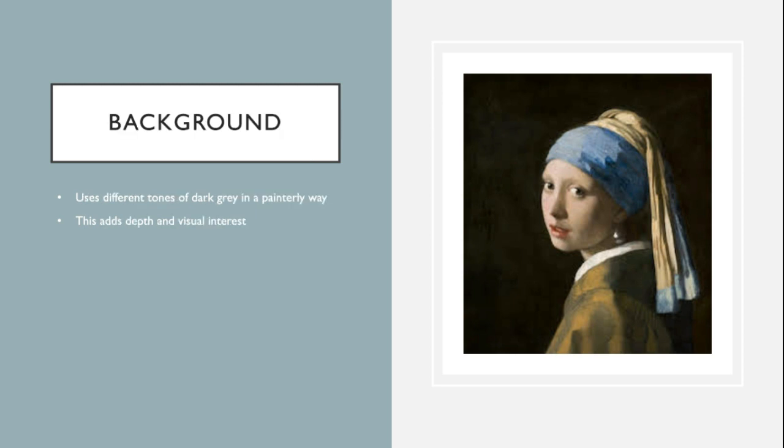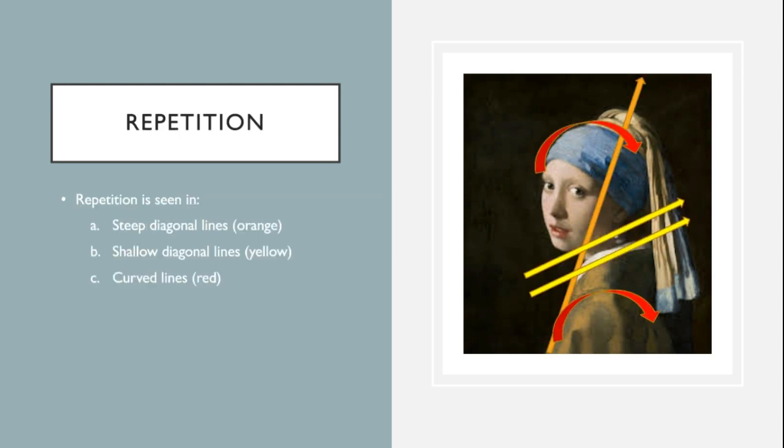Behind this track of movement is the background. This is made visually interesting with a painterly application of lighter and darker hues that add depth. The shapes and lines between the girl's clothing and face are the most common use of repetition.